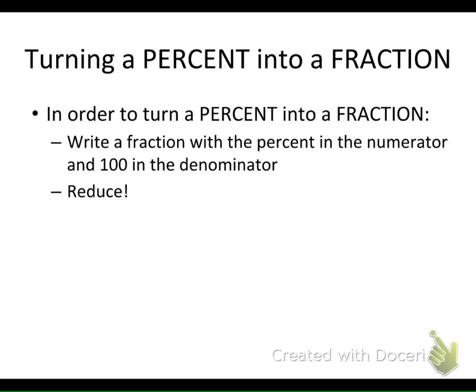Okay, so when we turn a percent into a fraction, you have to write a fraction with the percent in the numerator and 100 in the denominator, which is kind of like what we did at the beginning when we have the decimal, and you put the decimal without the decimal point as the numerator, and then your place value as the denominator. This is easier because every time the denominator will be 100. Because remember, percent means out of 100, right? And whenever we say a number out of another number, it's like this, right? Out of 100. And then always reduce.